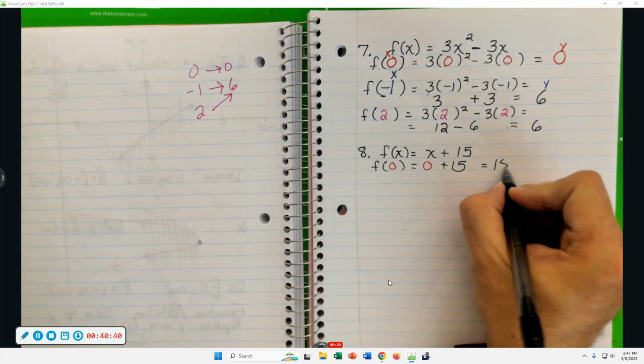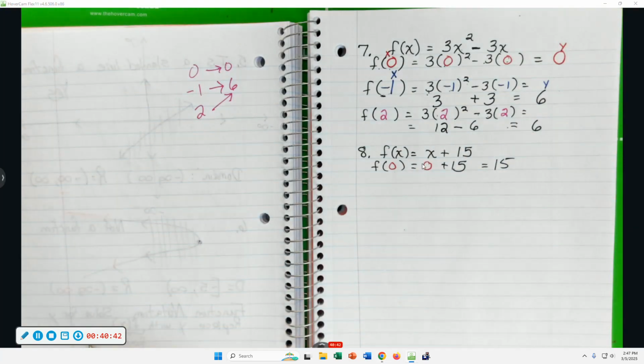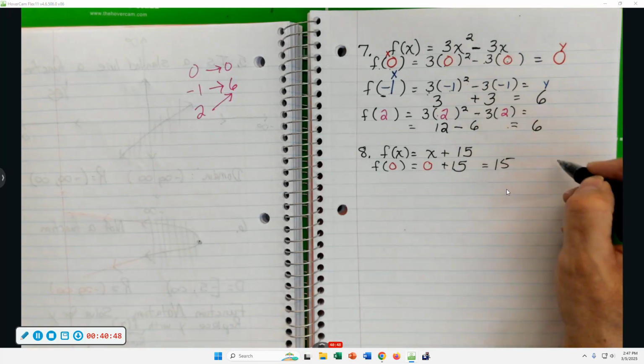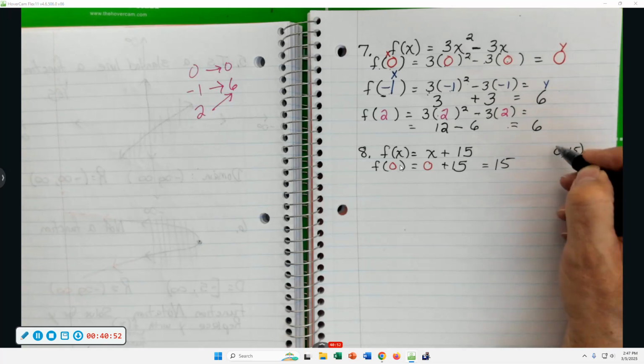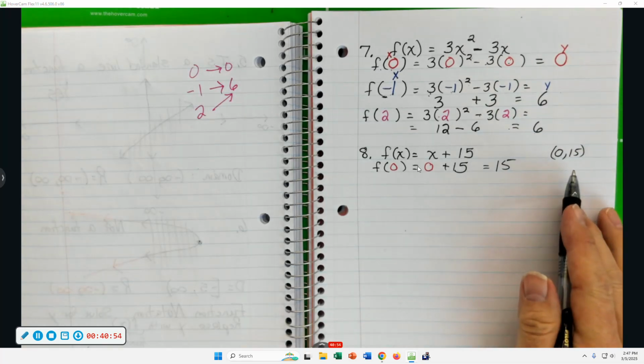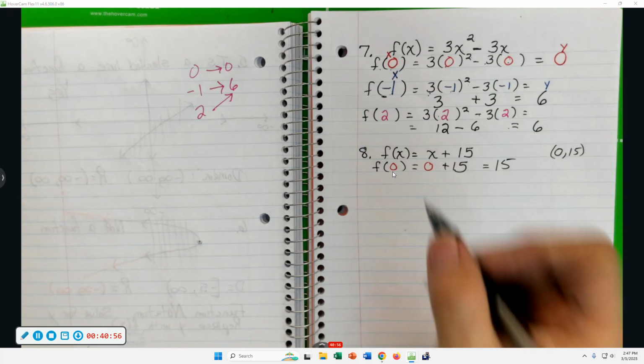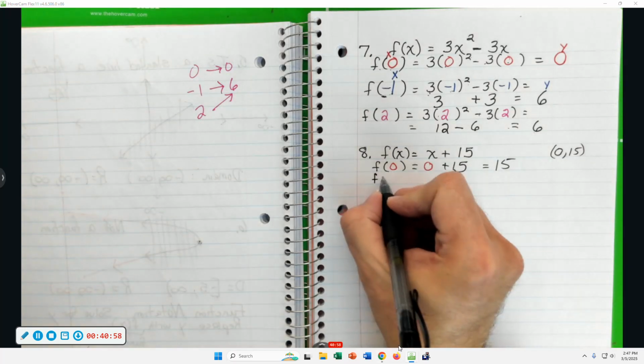And I wrote it out there. Plug in 0 for x. We get a function value of 15. We've just created an ordered pair. When x is 0, y is 15. What's the next number we're told to plug in? Let's see.